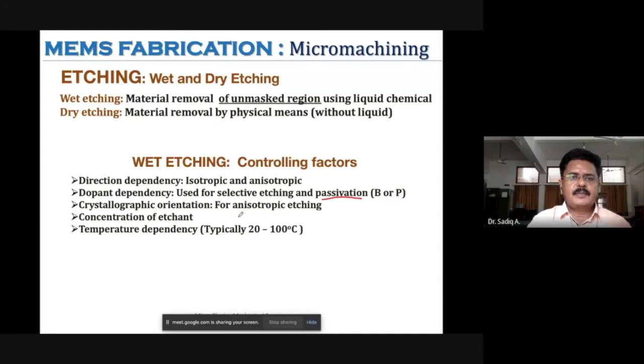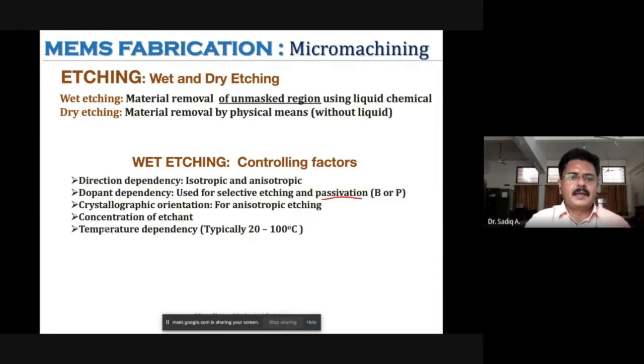Another factor that controls the wet etching process is the crystallographic orientation of the substrate. Depending on the crystallographic orientation, the bonding strength can be different. So for a certain deposit material, the etchant will be more active in certain directions, whereas it will be inactive in certain other directions. So crystallographic orientation is also important in deciding the etching rate.